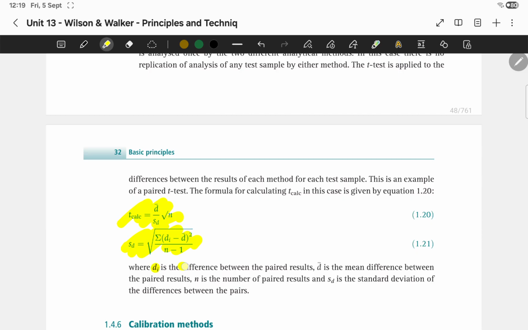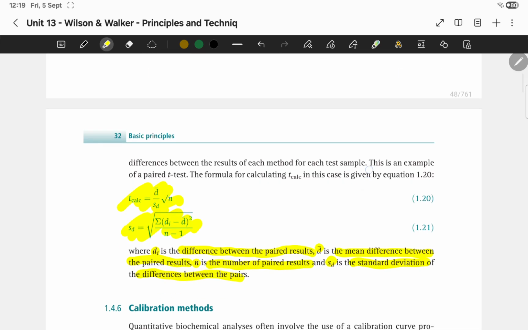T is the difference between paired results. D bar is the mean difference between the paired results. N is the number of paired results. Sd is the standard deviation of the difference between the pairs.